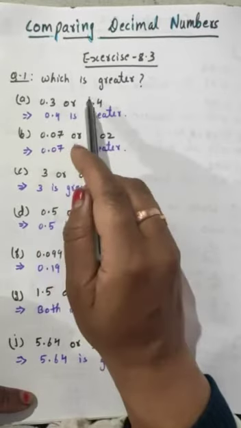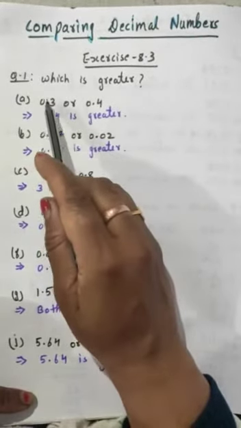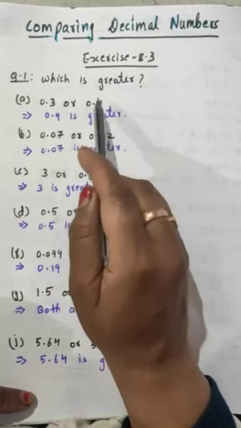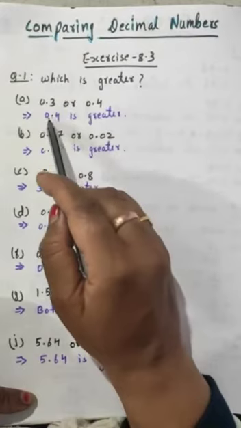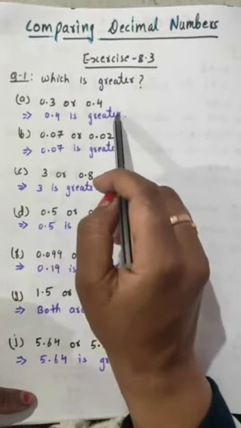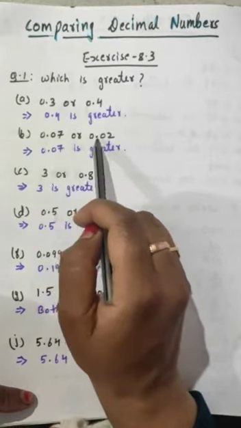Since this is also 0, this is also 0, you will proceed next. Okay, आप decimal के बाद पहला digit देखेंगे. It is 3 and it is 4. Obviously 4 is greater. Answer stops here. So 0.4 is greater. Then in the next one you can see 0.07 or 0.02.